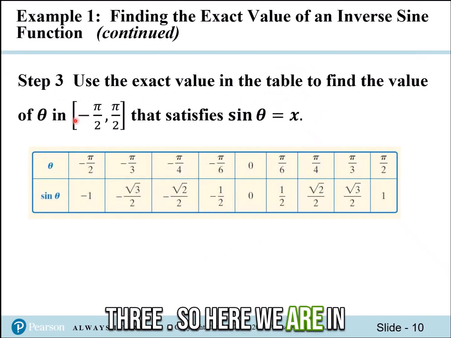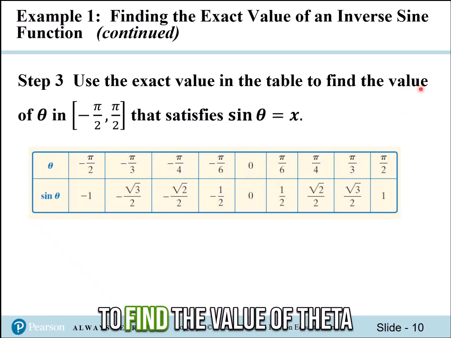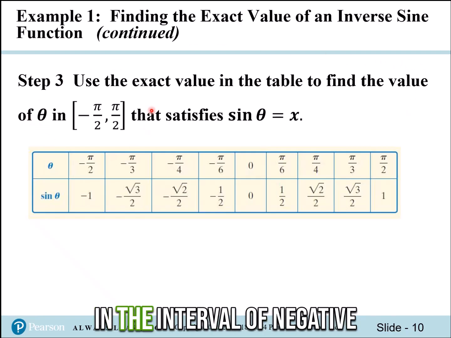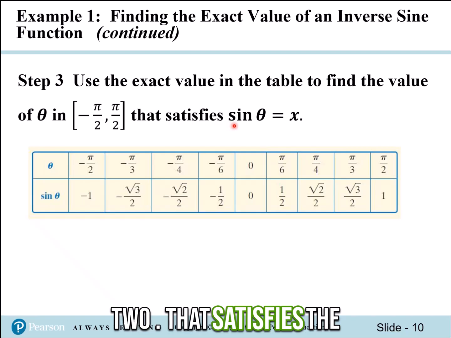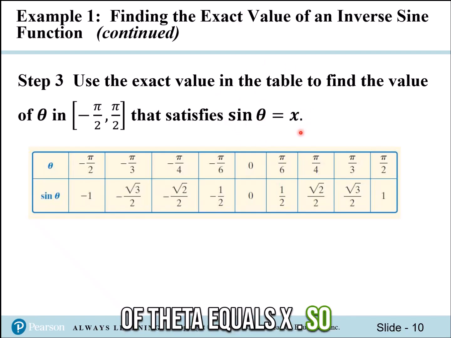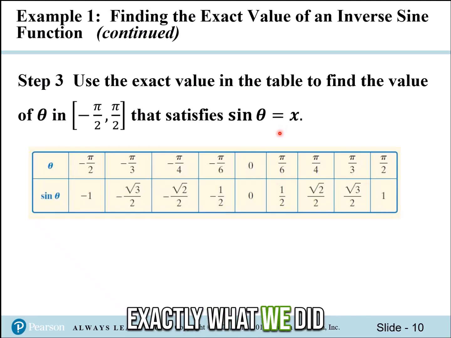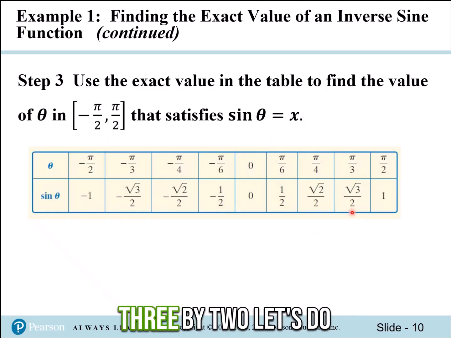So here we are in step 3. It says use the exact value in the table to find the value of theta in the interval of negative pi over 2 and pi over 2 that satisfies the equation in the form sine of theta equals x. So they're asking us to do exactly what we did previously. We have to look for square root of 3 by 2.